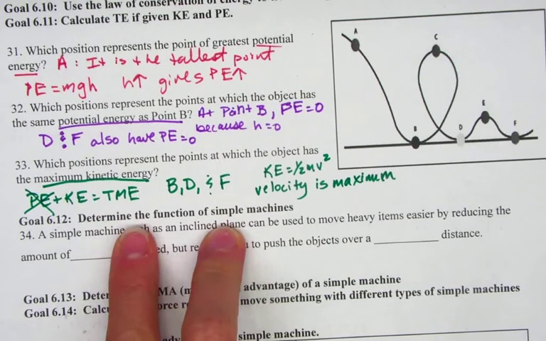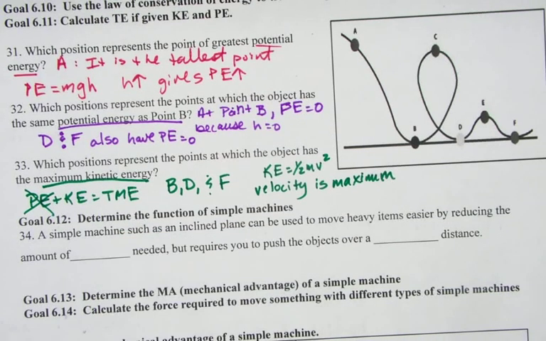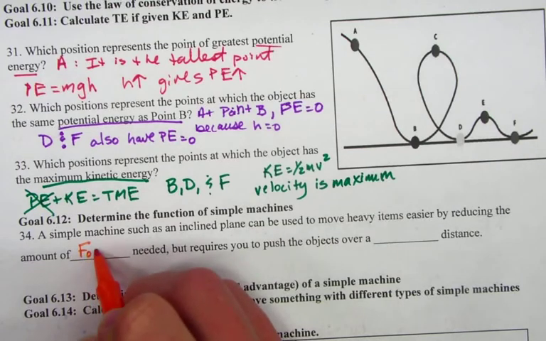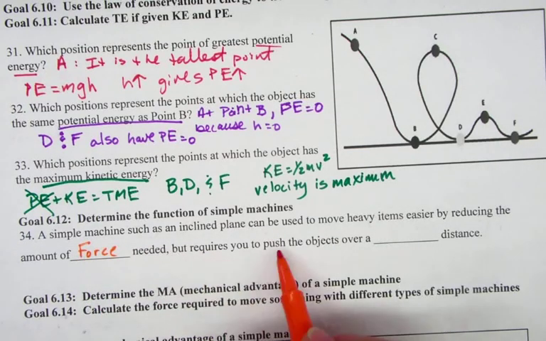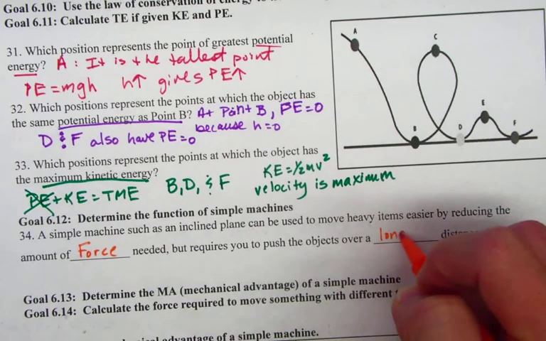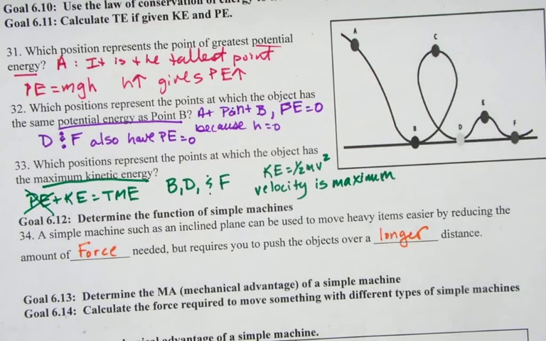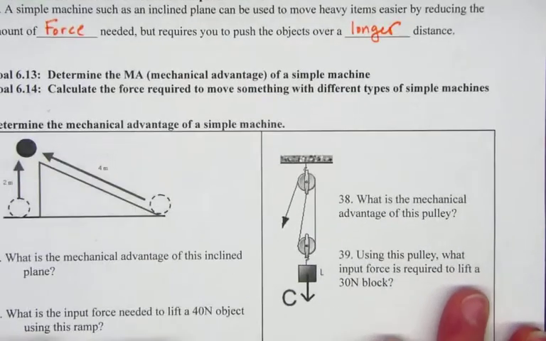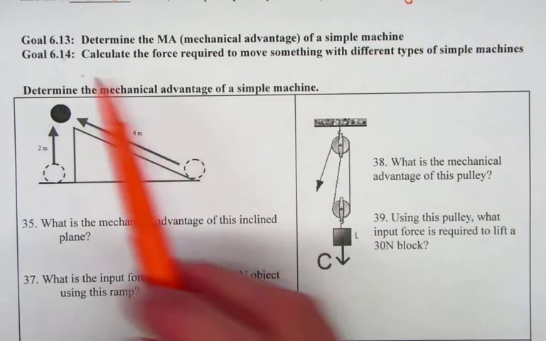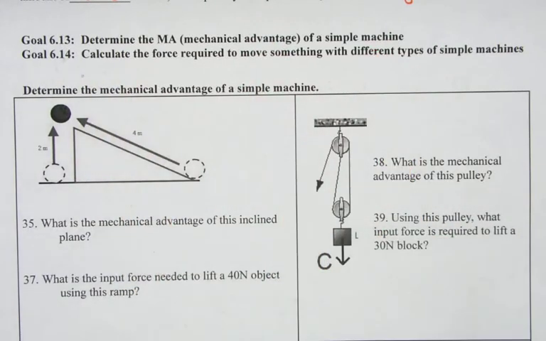All right, determine the function of simple machines. All right, so a simple machine, such as an inclined plane, can be used to move heavy items easier by reducing the amount of force needed, but it requires you to push the objects over a longer or a greater distance. All right, so we're going to be determining the mechanical advantage of the simple machines, and we're going to calculate the force required to move something with different types of machines.